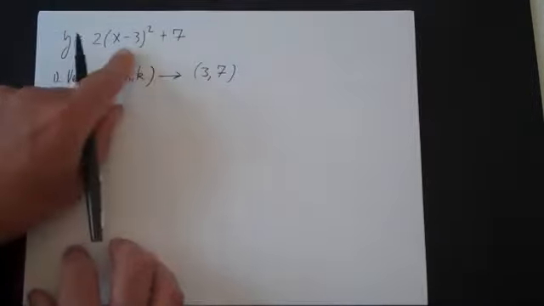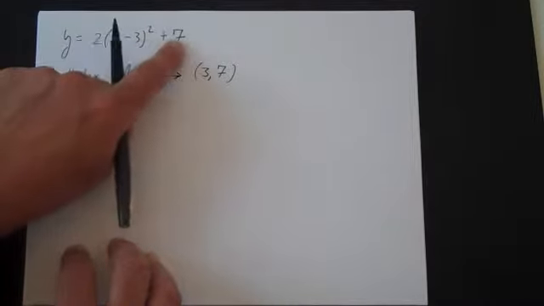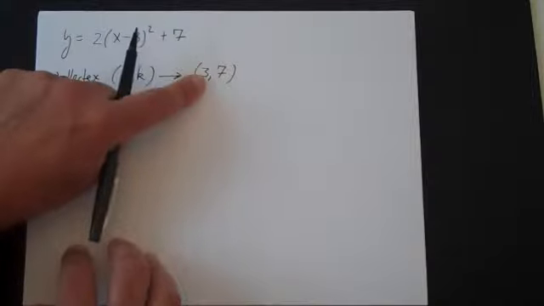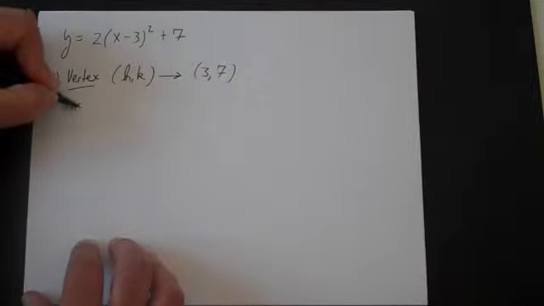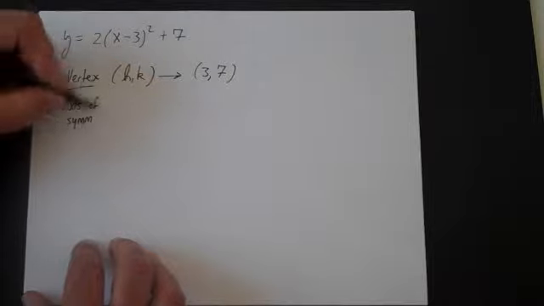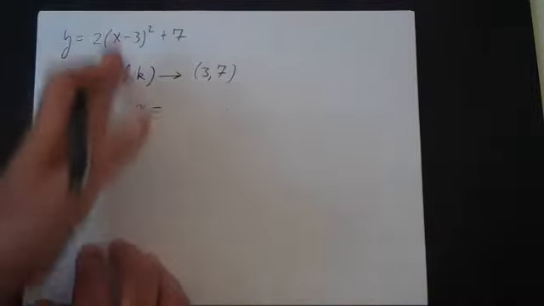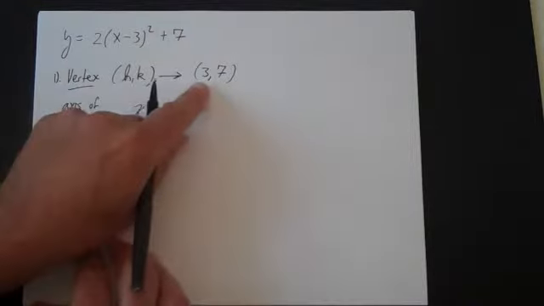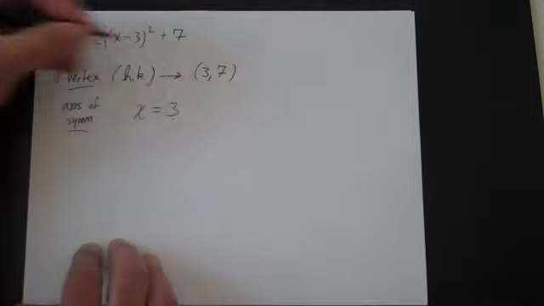Now let's think about that. The h is inside the function, so it's just going to change signs, and the k is outside, so it's not going to change signs. So the vertex is (h, k), (3, 7). Then you're going to find the axis of symmetry. The axis of symmetry is a vertical line, x is equal to whatever the x value is of the vertex. So in this case it's 3, so it's just x equals 3.